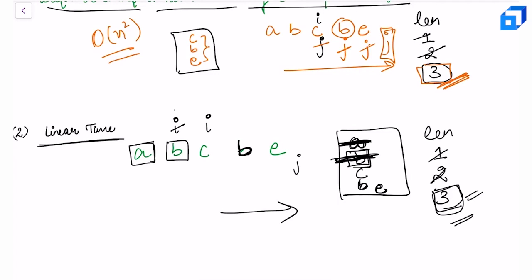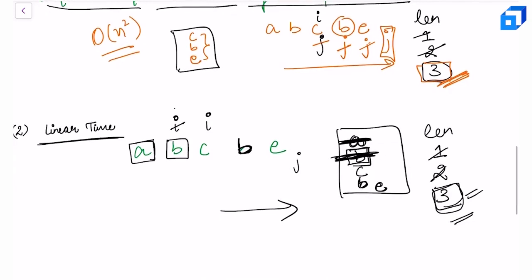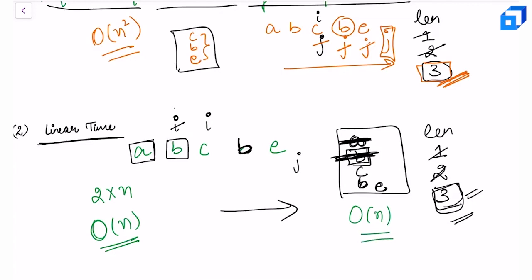So instead of moving J back, we have incremented our I till the jth character does not exist in the set anymore. And that's how we are doing it in linear time. We are iterating over each character at most 2 times, so the complexity is 2 into n, and in big O terms, it's just order of n. And the space complexity is also order of n, where n is the length of the string. So thank you so much.